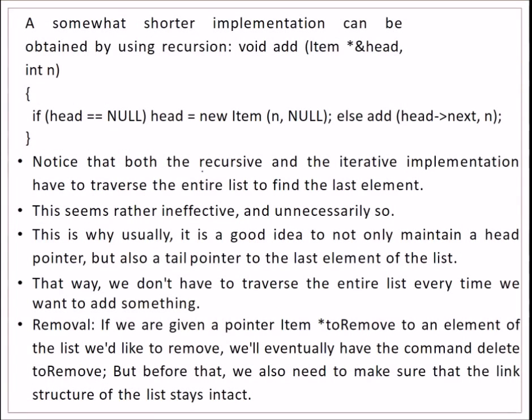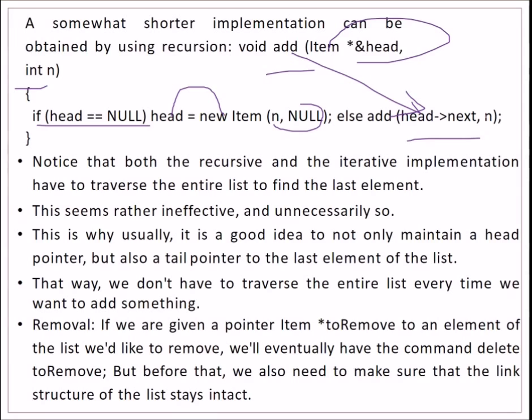And there can be a shorter implementation also using recursion. We want to add, as you already know, and we want to place this n value. So if head is equal to null, what we'll do is head will be equal to new item n, and else we just call the recursion: add head next, and the value will be n.